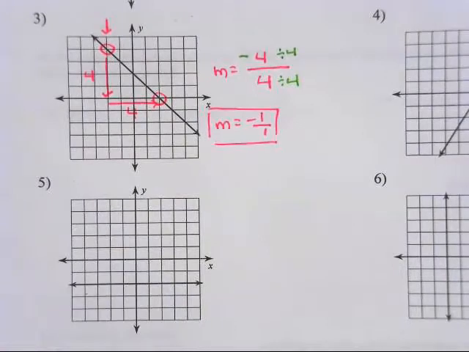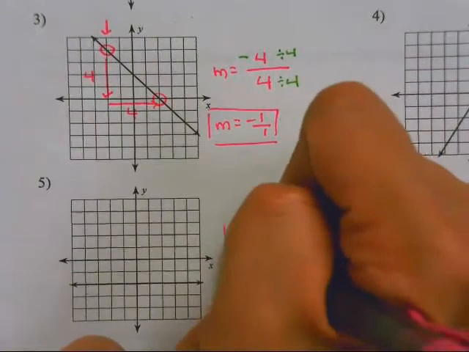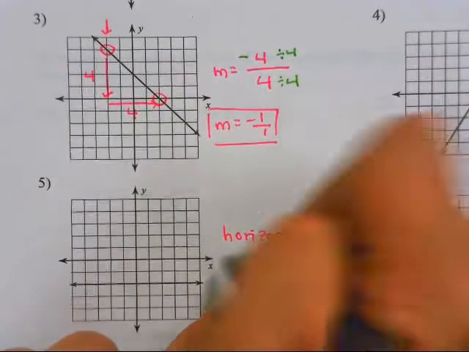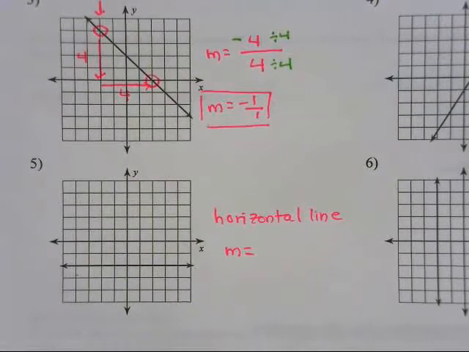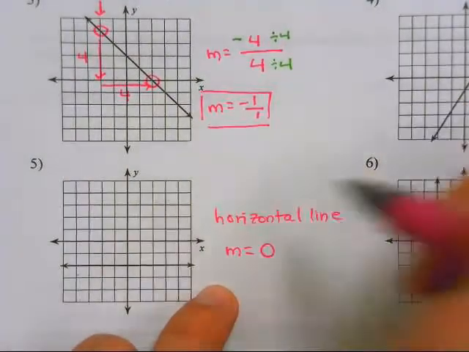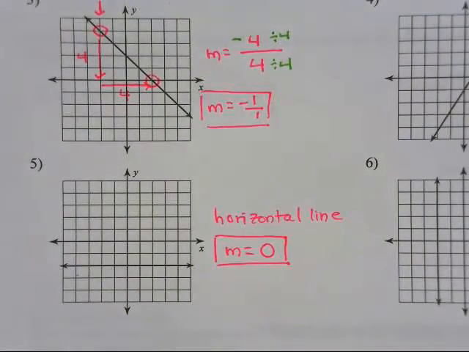Okay. We're going to jump down to number 5. Number 5 is a horizontal line. And there was a proof that we did a month ago on why it is. But for those of you who know, the slope of horizontal lines are always what number? 0, yes. Okay. There's no incline, there's no decline. It's just a straight road, 0, easy walking.